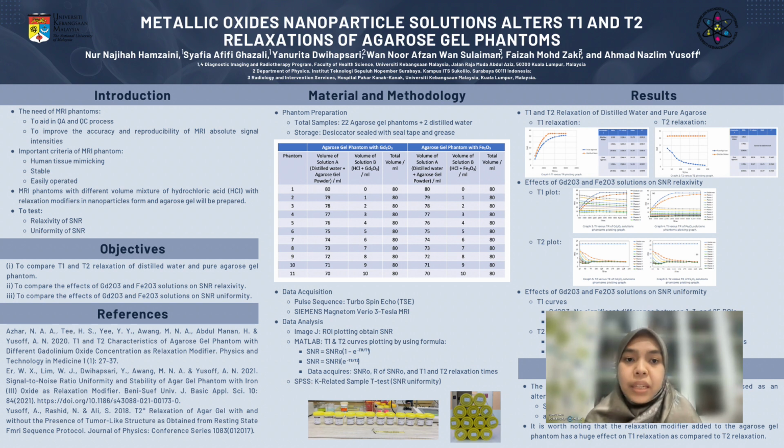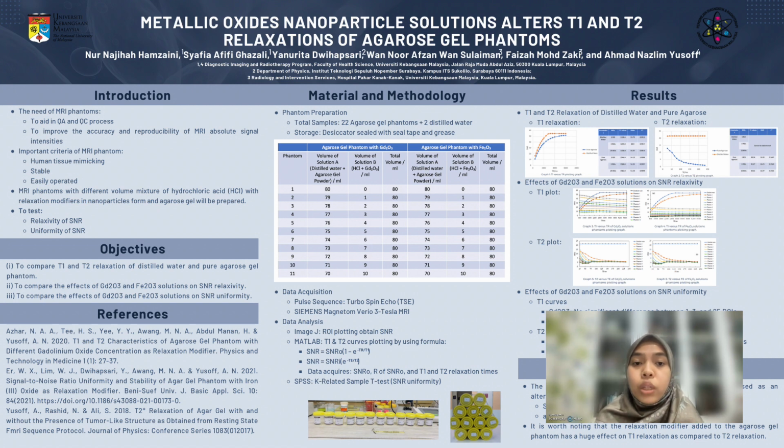For the past years, many types of materials were studied to develop an ideal MRI phantom, such as Agarose gel. The need for MRI phantoms is to aid in QA and QC processes and also to improve the accuracy and reproducibility of MRI absolute signal intensities. There are a few important criteria of MRI phantoms, which are human tissue mimicking, stable and easily operated.